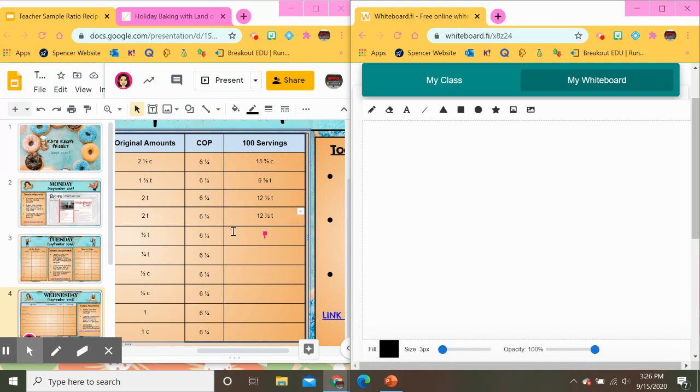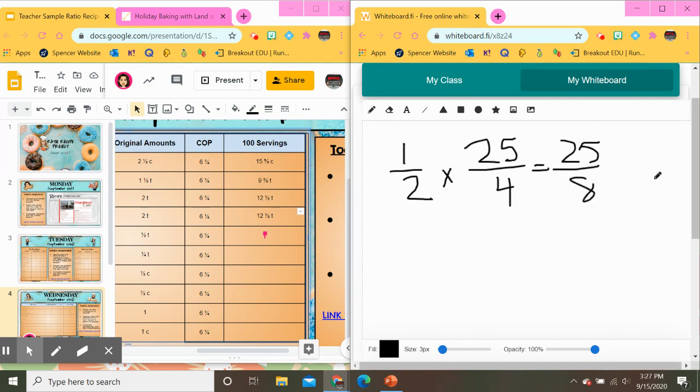Now, for the last one on this one, I'm going to do 1/2 times 25/4, or 6 1/4. 1 times 25 is 25. And 2 times 4 is 8. And 8 goes into 25 3 times. 8 times 3 is 24. So it'd be 3 1/8. So that would be my answer there, 3 1/8.